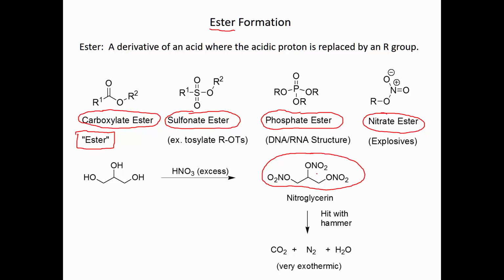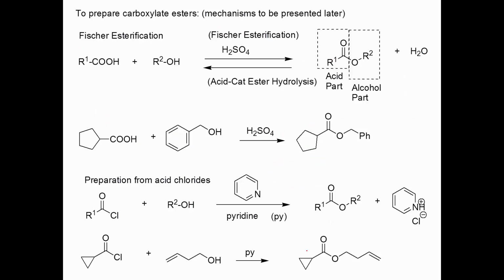Each gas molecule wants to occupy 22.4 liters. This is not balanced. There's a lot more of these. There's at least 3 CO2s and at least 3 nitrogens coming out of this. So this is an incredibly exothermic reaction that results in a tremendous volume expansion, and that's where the explosive nature of nitroglycerin comes from.